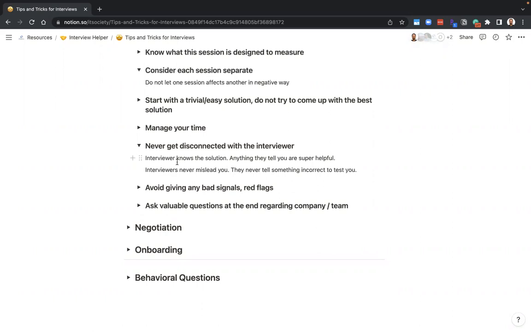Don't forget, no good interviewer misleads you on purpose. They never tell you something incorrect to test you. This doesn't happen. Don't think, they told me this, but I wonder if it is true because maybe they are testing me. This doesn't happen. They ask directly, or if they say something is this, then it is probably correct. You have to rely on what they are telling you.